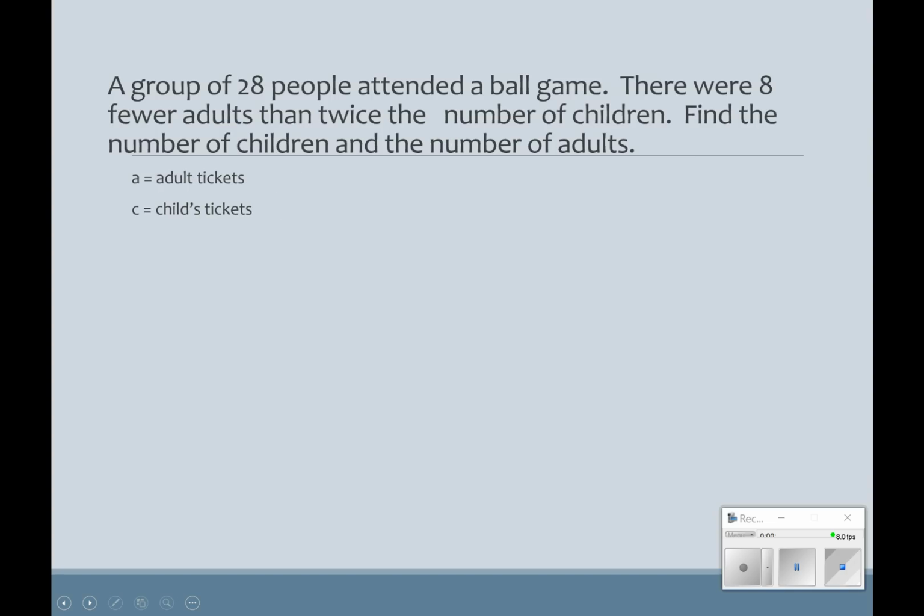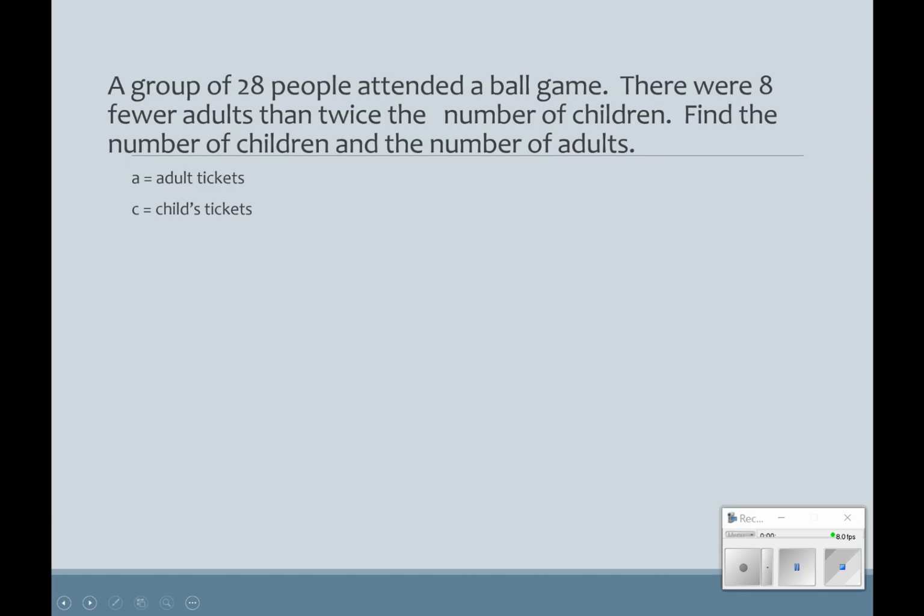So here is our first problem. I have a group of 28 people attending a ball game, and there are 8 fewer adults than twice the number of children, and we want to find the number of children and the number of adult tickets. With systems, I really like to use variables that represent, so it makes sense to me. So I'm using A for adult tickets, and I'm using C for child's tickets.